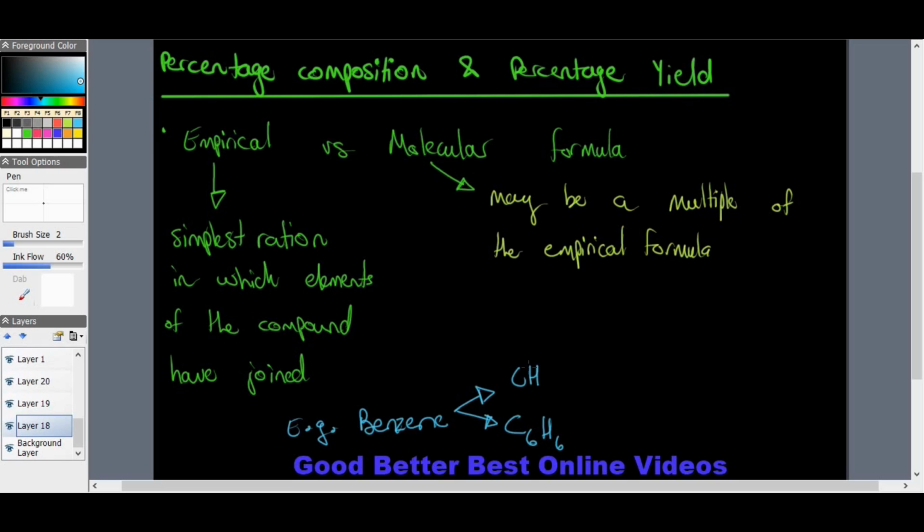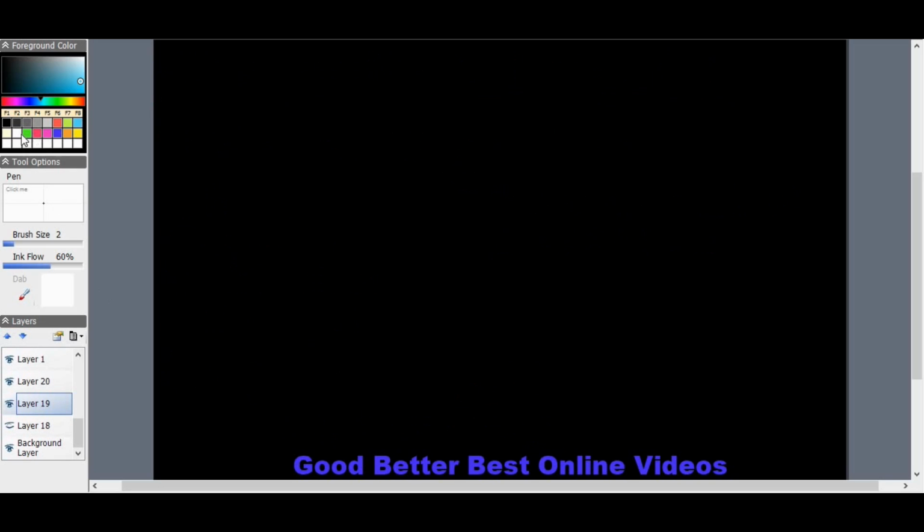Now when it comes to percentage composition of a compound, it can be calculated using the chemical formula of the compound and the relative atomic masses of the various elements which make up the substance. Conversely, the empirical formula of a compound can also be calculated if the percentage composition of that compound is known. We're going to take a quick example about how we're going to calculate this and work this out.